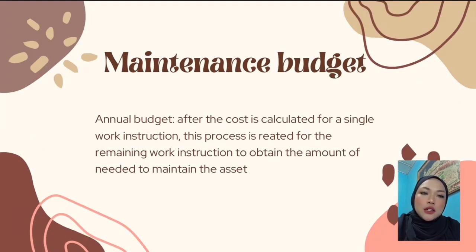Maintenance budget. Annual budget after the cost is calculated for a single work instruction. This process is repeated for the remaining work instructions to obtain the amount needed to maintain the asset.